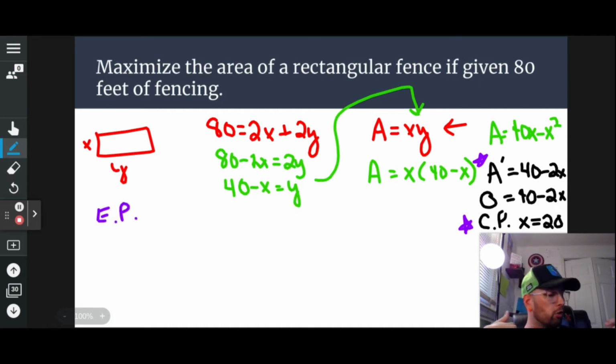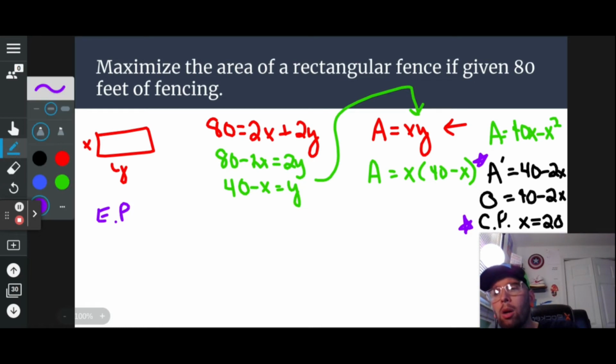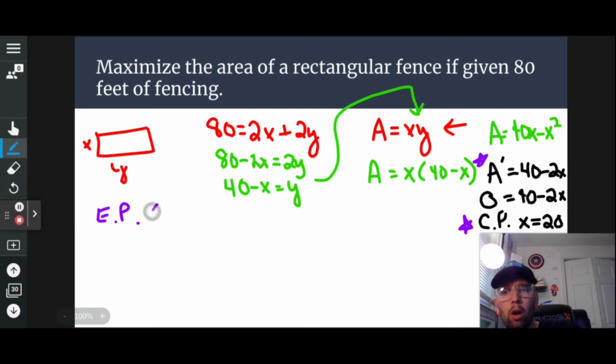The smallest possible side that I can have here is 0. I can build a fence where I make one of the rectangular sides 0.00001 feet if I wanted to. So I could have a size of basically 0. And again, why don't I make this an open one, so 0. And the largest possible side that I can have is 40.